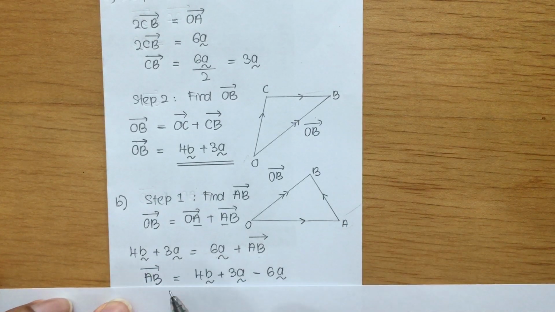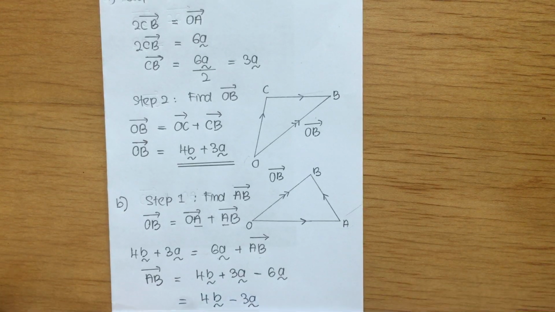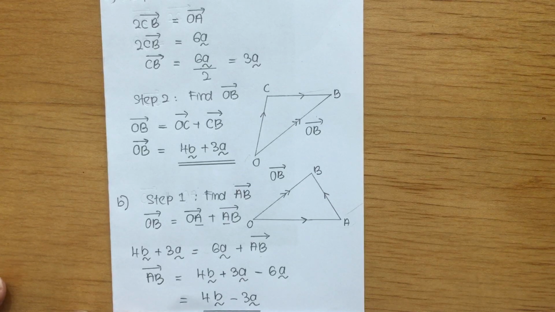To find your AB is very simple. You just bring the 6A to the left hand side. So from here you get AB is equal to 4B plus 3A minus 6A. So from here you get your vector AB is 4B minus 3A.